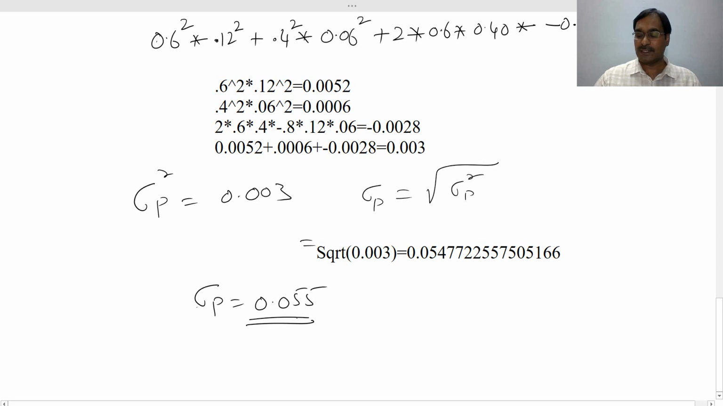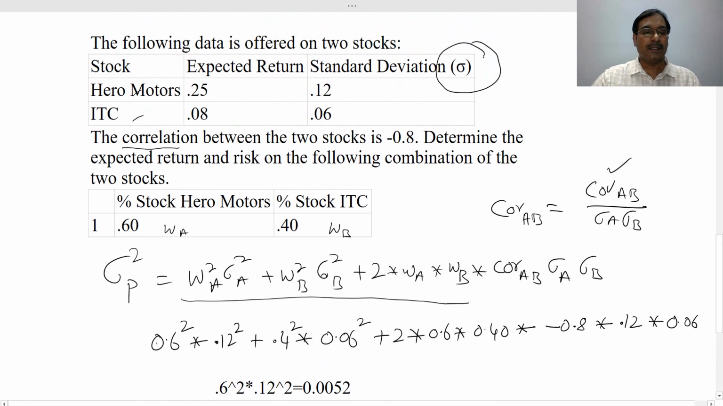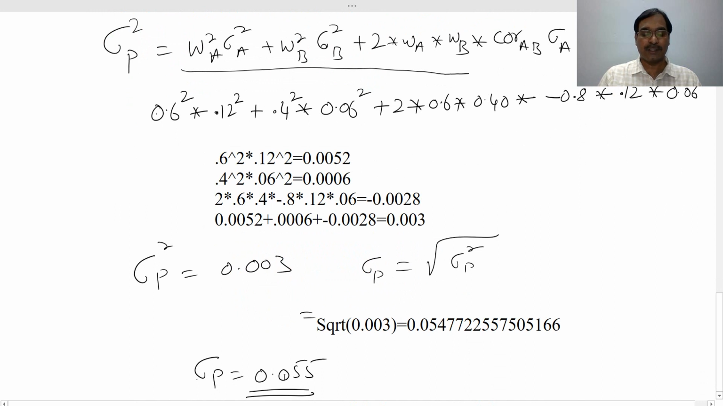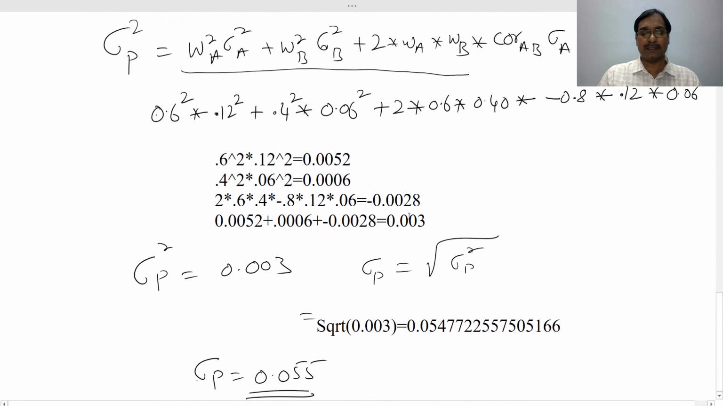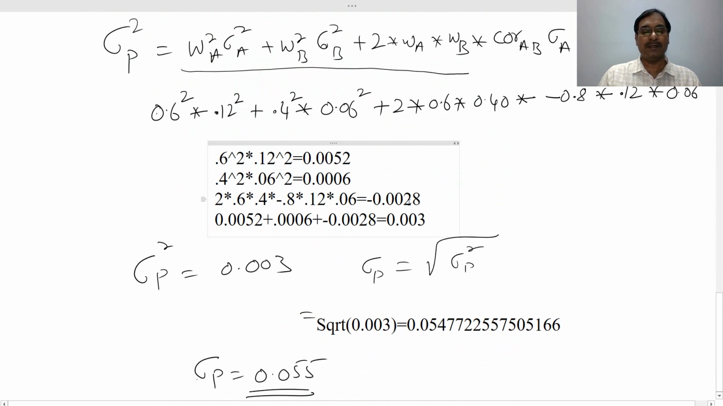So the portfolio risk is less than your two stocks' risk. Here, Hero stock has a standard deviation of 0.12 and ITC has a standard deviation of 0.06, whereas by combining these two securities, you can minimize your portfolio risk to 0.055. This happened because the correlation between these two stocks is negative, or inverse correlation. When two stocks have an inverse correlation, you can minimize the risk to the maximum extent. So this is how we calculate portfolio variance and standard deviation and interpret the result.